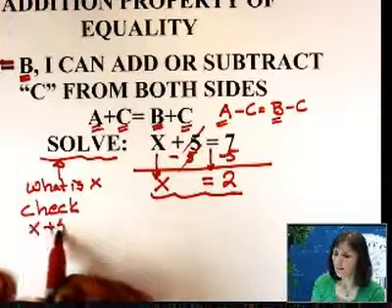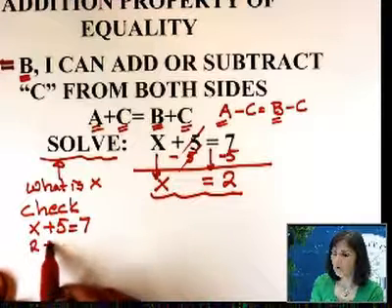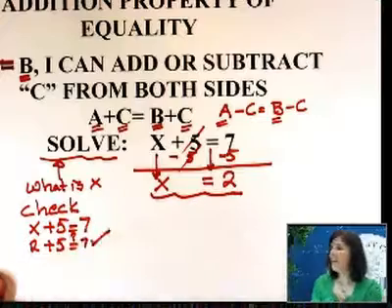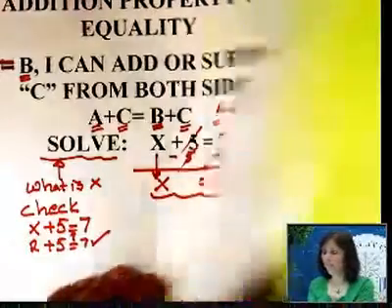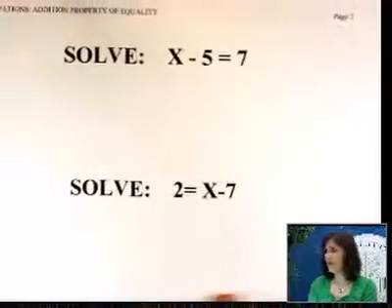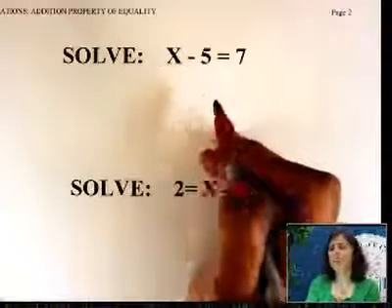X plus 5 equals 7. Instead of x, put 2. 2 plus 5. Is that 7? It sure looks like it. Okay, let's do a couple others. Somebody says solve x minus 5 equals 7.